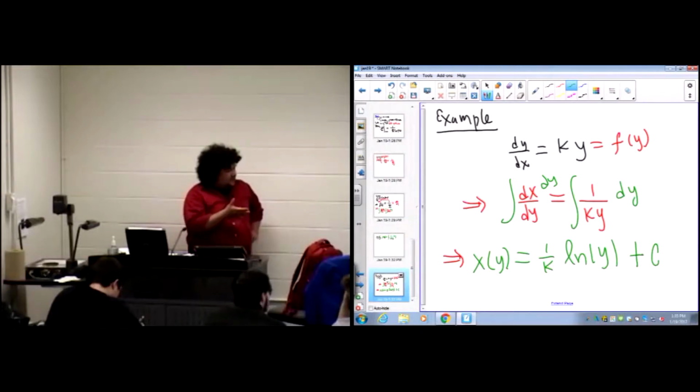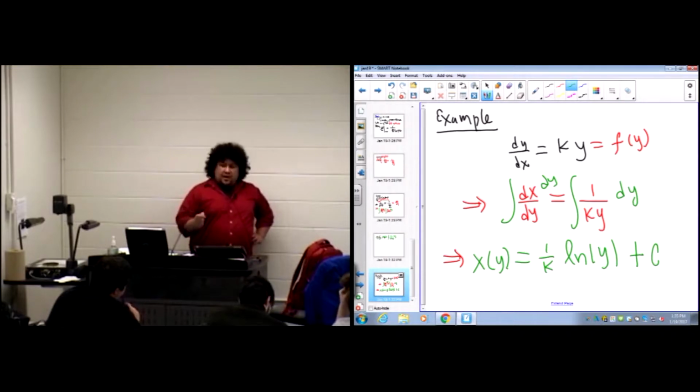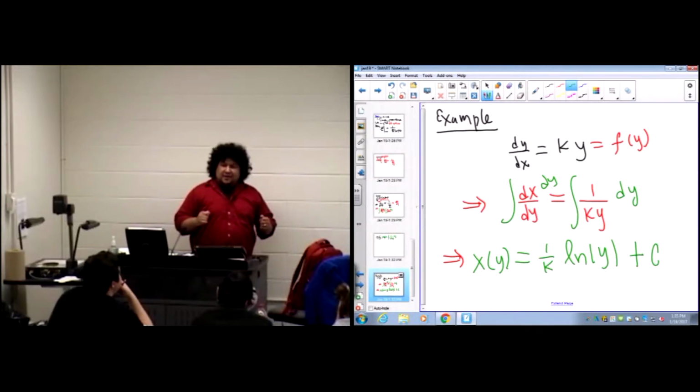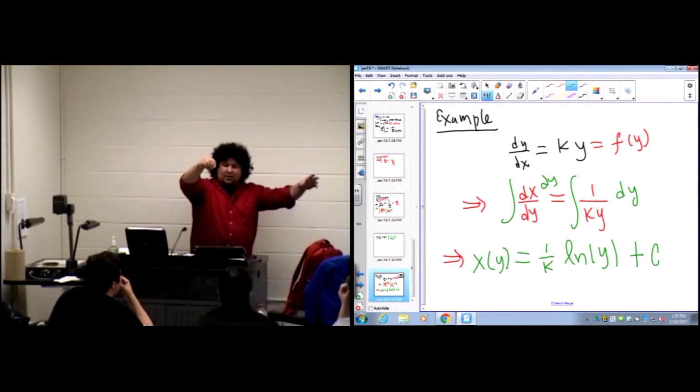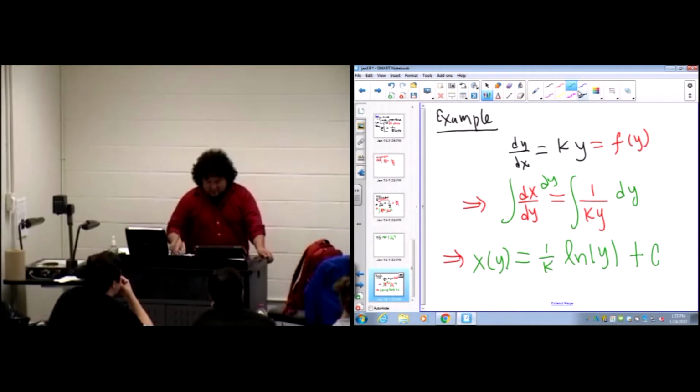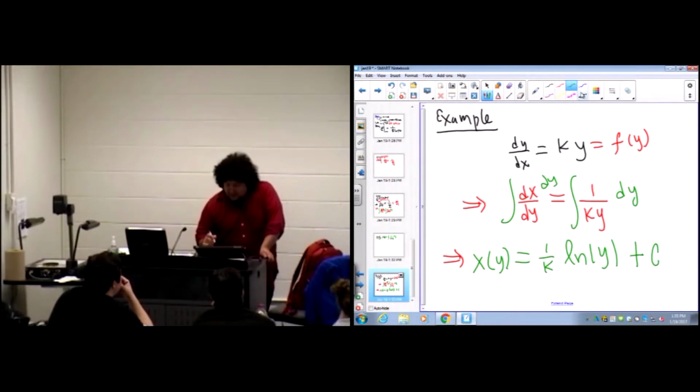The derivative of the absolute value of y is 1 over y. When you're doing this backwards, you have to write the absolute value there. Okay? If you're just thinking natural log of something, what's the derivative of that? Say 1 over that argument. But just remember to write the absolute value. This is just okay. So then this gives us an expression.